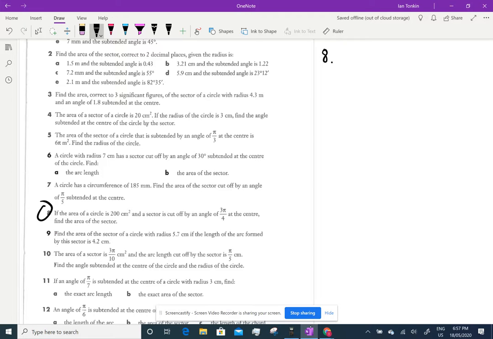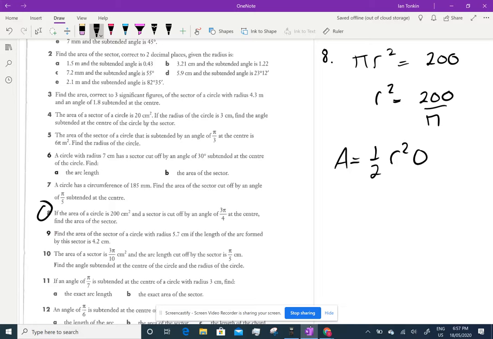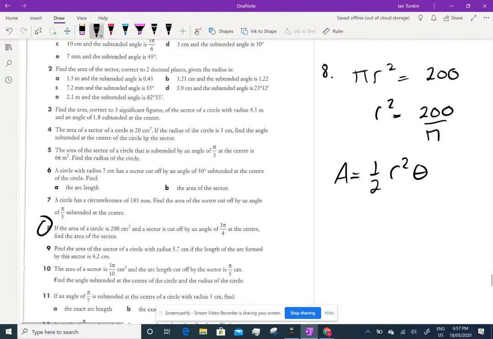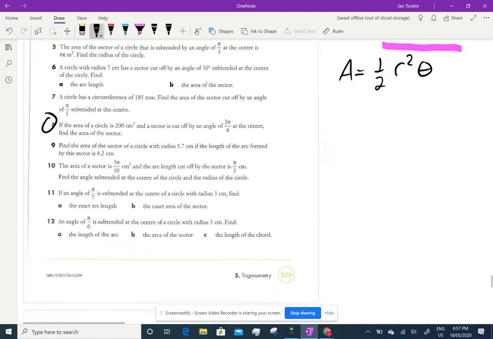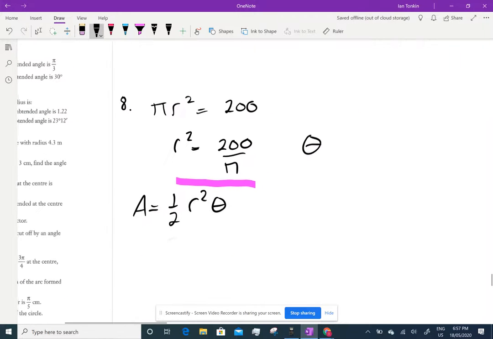Remember, let's just take the area of a circle. So, the area of a circle is pi r squared equals the area. What's the area? 200. So r squared equals 200 on pi. What do we want to find? We want to find the area of a sector, and that's a half r squared theta. Now, we know what r squared is, we just worked it out. And we know what theta is because they give it to us. What's theta? 3 pi on 4.